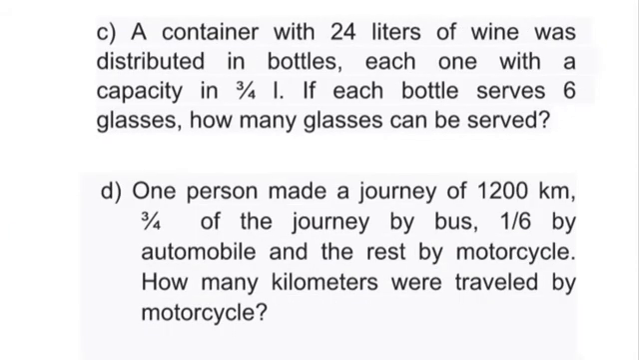Okay. Now, a container with 24 liters of wine was distributed in bottles, each one with a capacity of 3 over 4 liters. So 0.75 liters. If each bottle serves 6 glasses, how many glasses can be served? So I have to find 3 over 4 of, Teacher, 24.